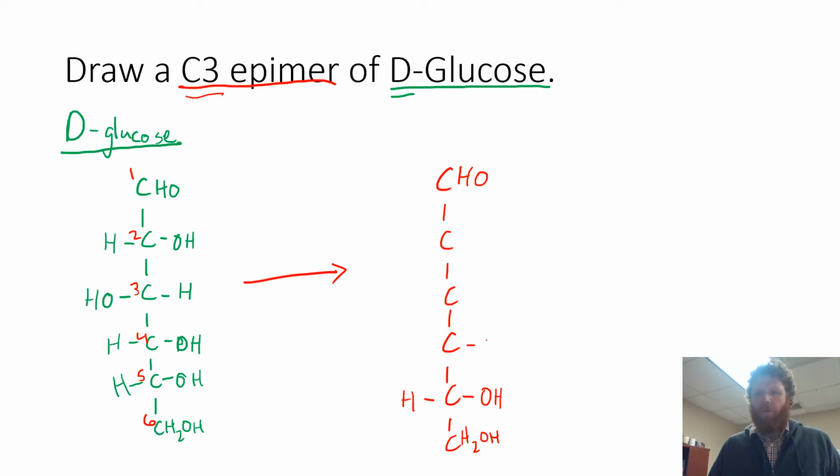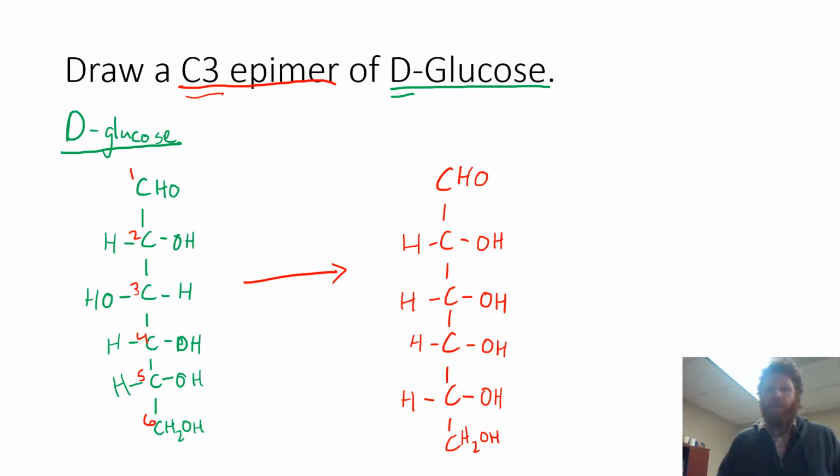Carbon number 4 is going to be the same. Carbon number 2 is going to be the same, hydroxide group on the right-hand side. But this carbon number 3 right here, we're going to have a hydroxide group on the right-hand side. So what this tells us is, basically, if you make a C3 epimer of D-glucose, this is what it looks like.